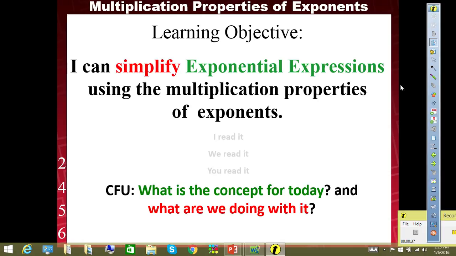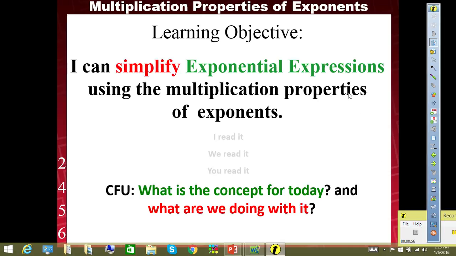All right. So, you got your objective written down, right? If not, it's on the board. So in the Frayer model, our concept for today is exponential expressions. What are they? So let's see. I'll give you guys some time to copy that.